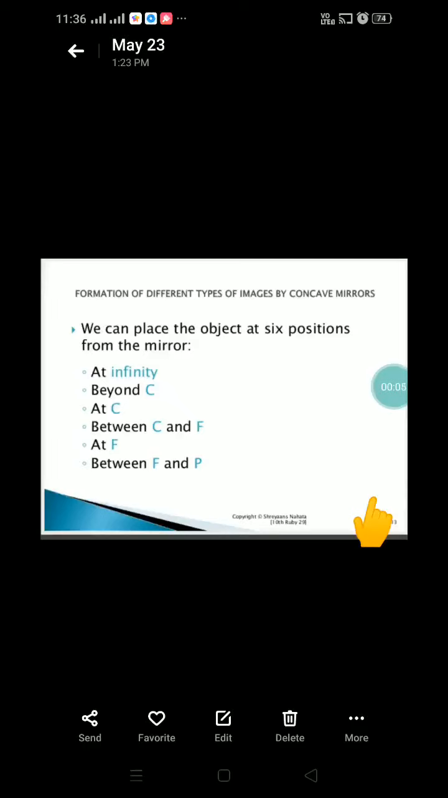This is the third part of our chapter Light, Reflection and Refraction. In this chapter, we are studying the image formation of concave mirror and convex mirror. To study the image formation, we have to use the four rules that we studied in the last part. So I will just revise the four rules.